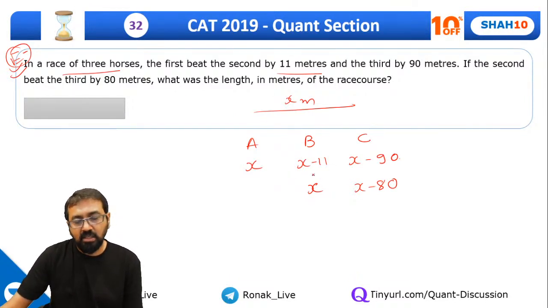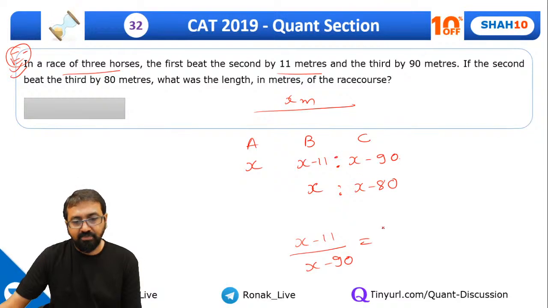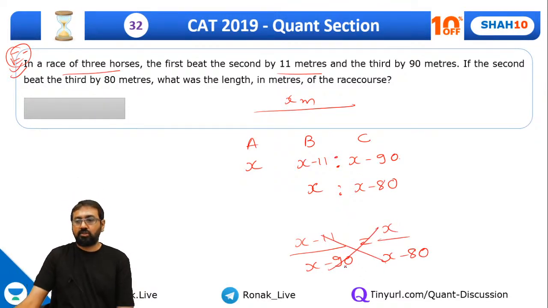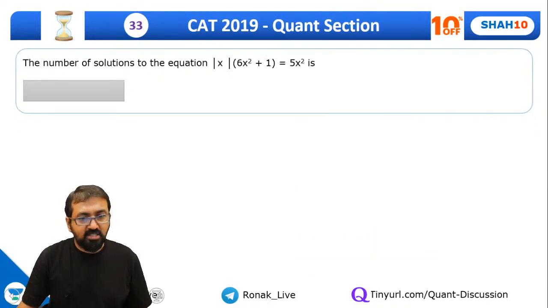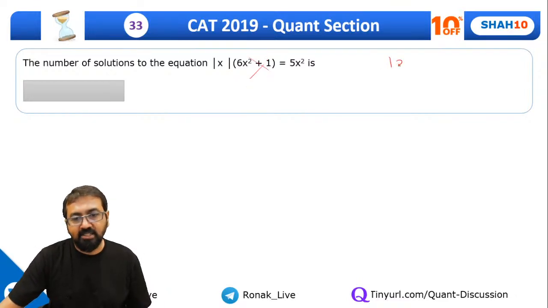Very simple, this ratio should remain same. So X minus 11 upon X minus 90 should be same as X upon X minus 80. Just need to solve this, do cross multiplication and solve this thing, you are through. So I hope guys you would have understood this. This is slightly difficult question, don't try for this question. Again, you will have to apply this thing, mod of X will be equal to X if X is greater than 0, and will be equal to minus X if X is less than 0.